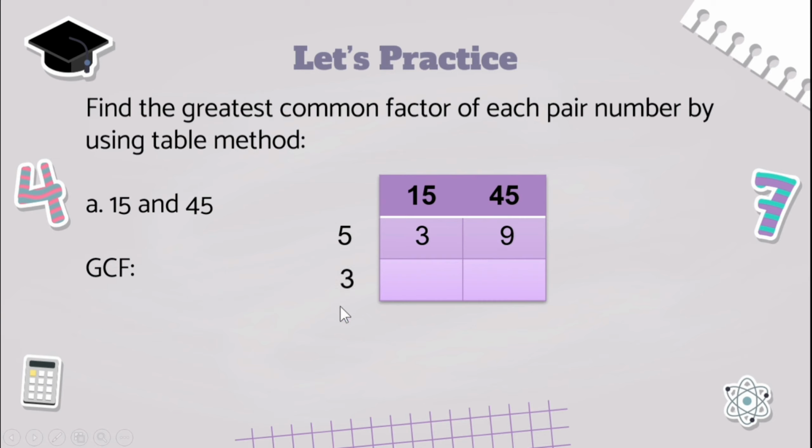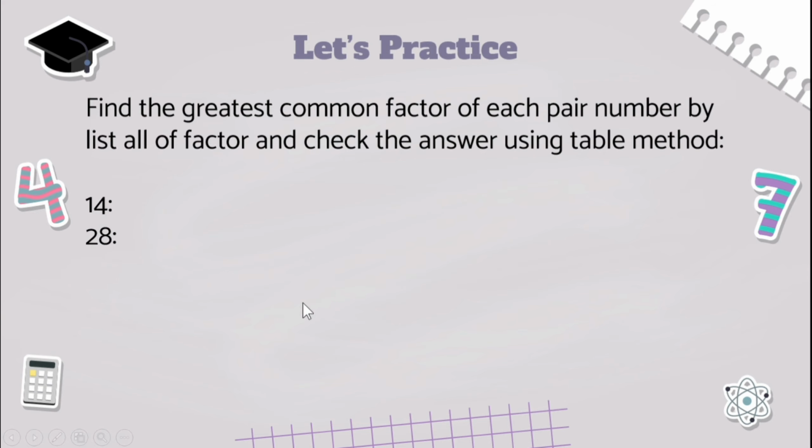And then we have 3 and 9. We can choose 3 as a factor of 3 and 9. 3 divided by 3 is 1, and 9 divided by 3 is equal to 3. So the GCF is 5 times 3, which is equal to 15. And now, find the GCF using the table method.